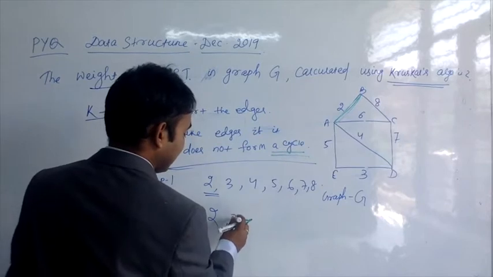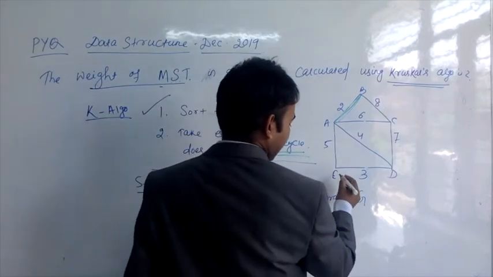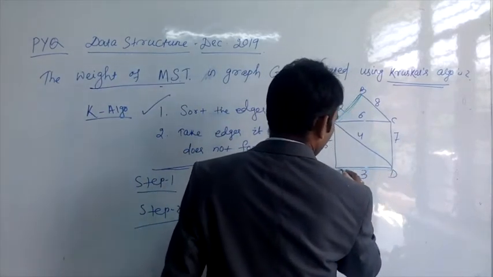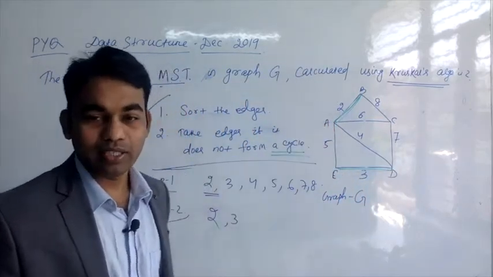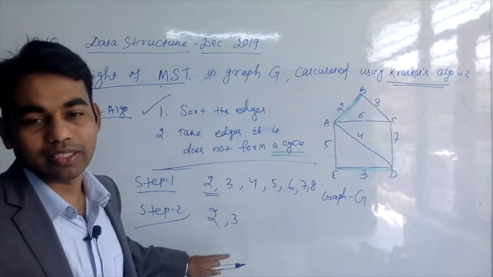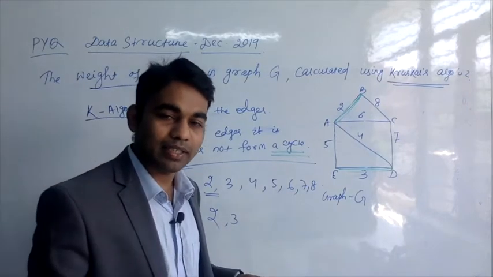So let's take 3. Whenever I take 3, where is 3? Here. If I take 3, is it forming any cycle? The answer is no. Because there is no cycle, okay, then I can happily take 3. There is no issue, okay. Can I take 3? Yes.